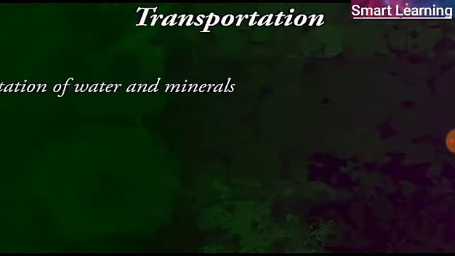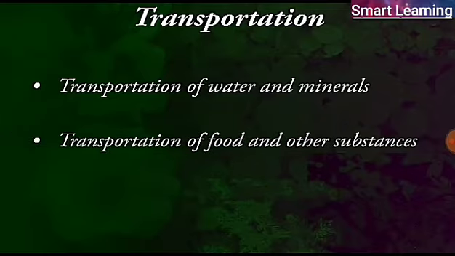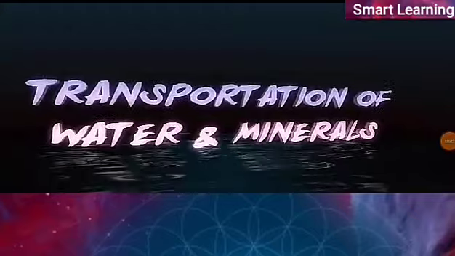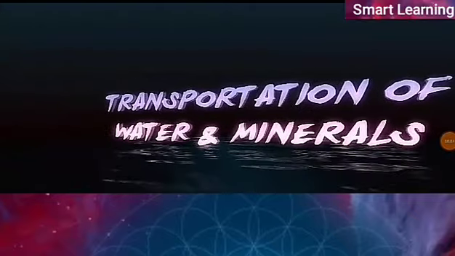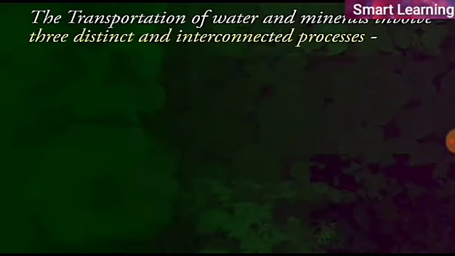So there are two kinds of transportation in plants. 1. Transportation of water and minerals. 2. Transportation of food and other substances. Transportation of water and minerals. The transportation of water and minerals involves three distinct and interconnected processes.